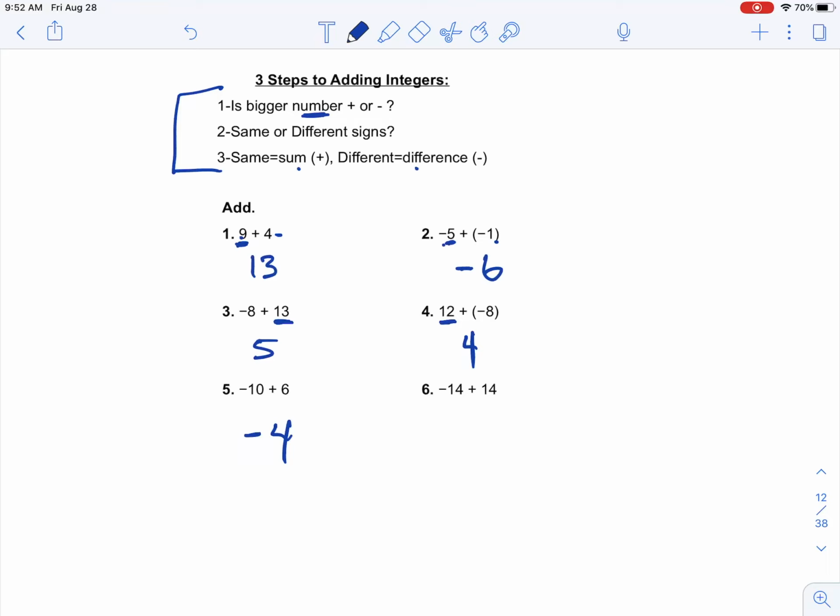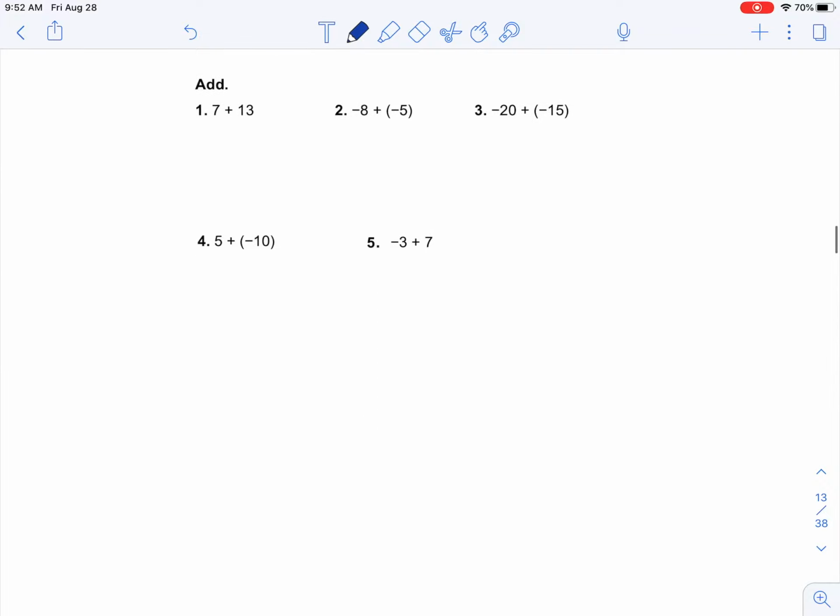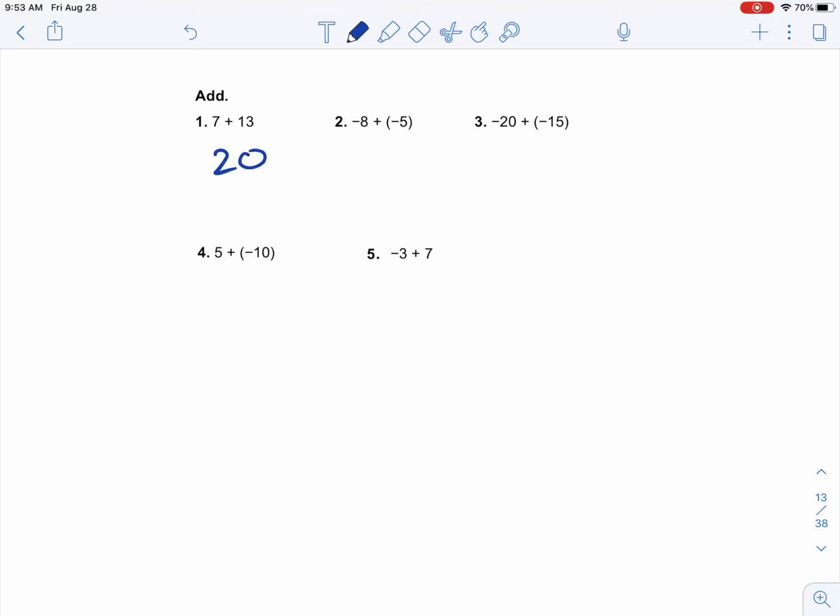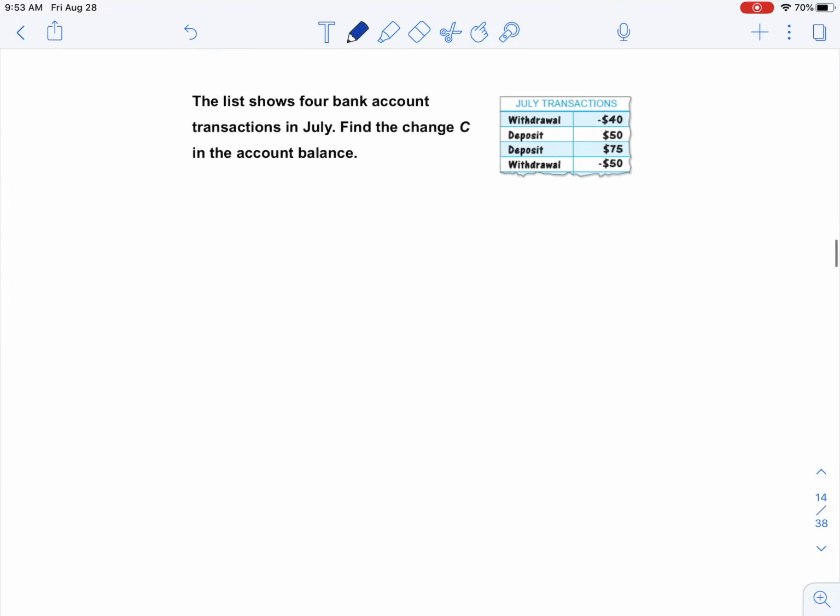And number 6, the last one, well, they're opposites of each other. One is negative 14 and one is positive 14. So you know when you have an opposite of something, it's going to make 0. Now, I'd like you to pause your video, and I would like you to try these 5 on your own and come back and check them with mine. All right, so hopefully those came out to be what they should be. And again, using those 3 rules, hopefully we can get to that point.